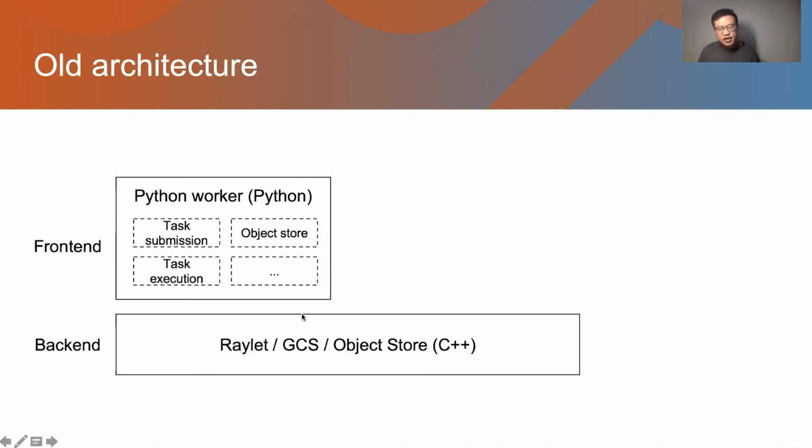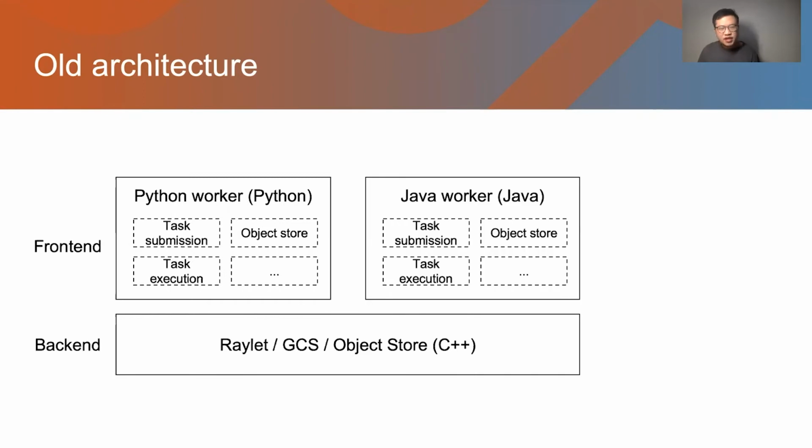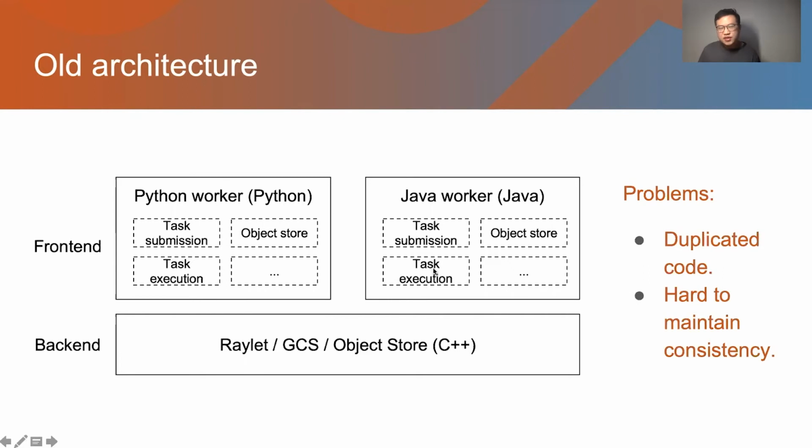When we started writing the first version of the Java front end, what we did is very simple. We just rewrote everything in Java. So apparently, there are some problems. First, a lot of code is duplicated here. We can see from this picture. And also, as we continuously add more features to Ray, it's hard to maintain consistency between the two languages.